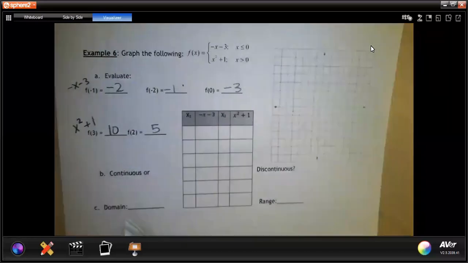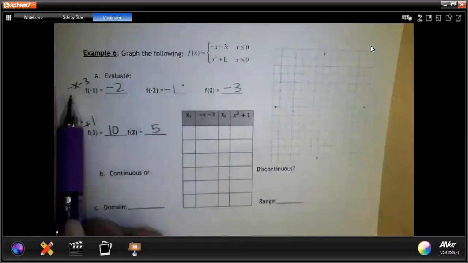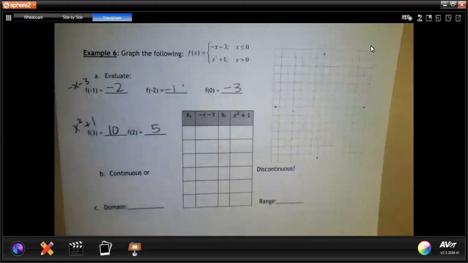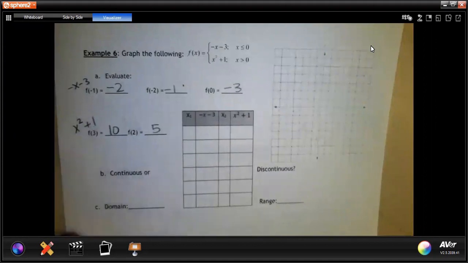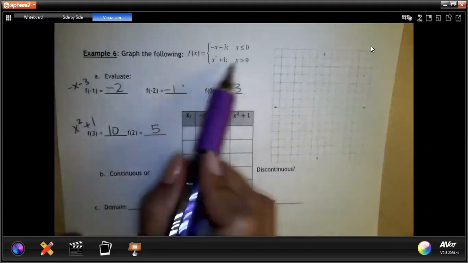All right, so the first row here, I evaluated by plugging those x values into the -x minus 3 because that's where those values were all less than or equal to 0. For the second one, I used the x squared plus 1 because those values were bigger than 0. And for 0, I used that first one because that's where it was equal to.